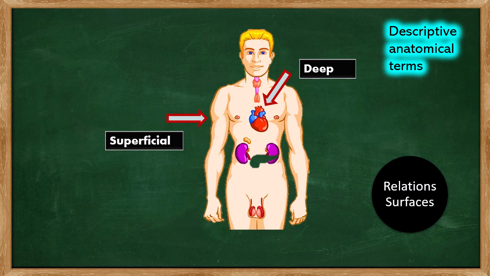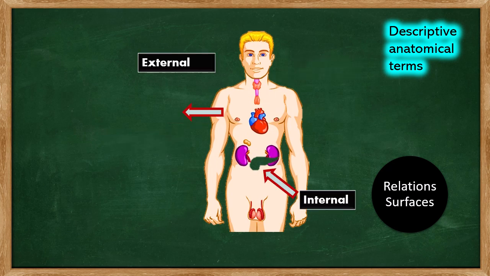Similarly, a structure may be superficial or it may be deep. For example, skin is superficial. Most of the organs are deep. So it's a relative way of expressing the anatomy. Similarly, you can have external and internal as two contrasting reference terms in routine anatomical description.